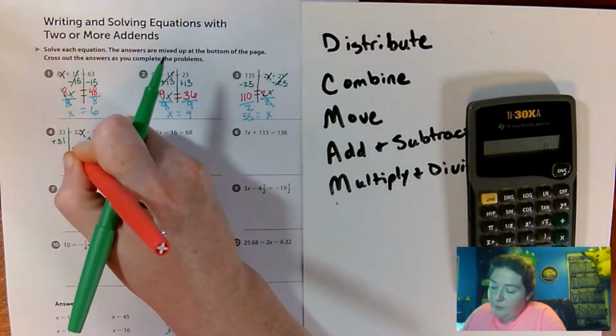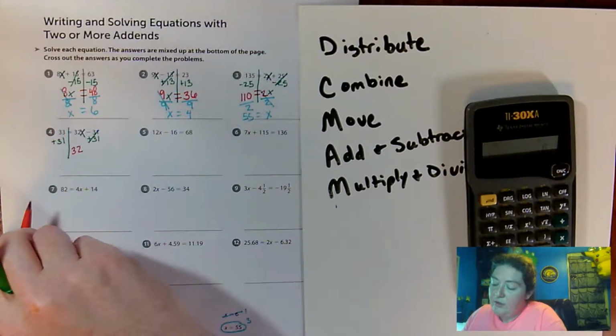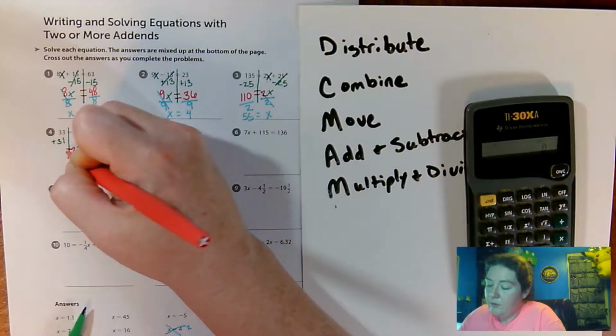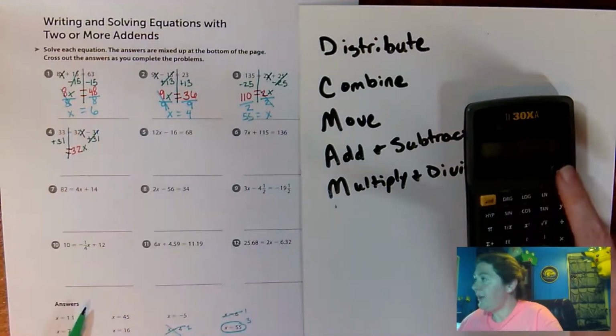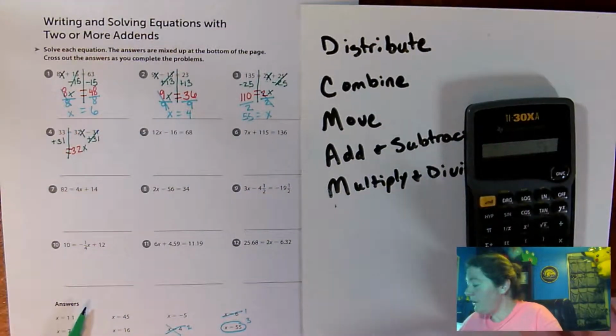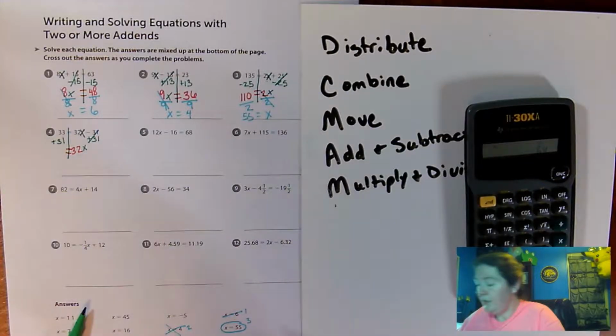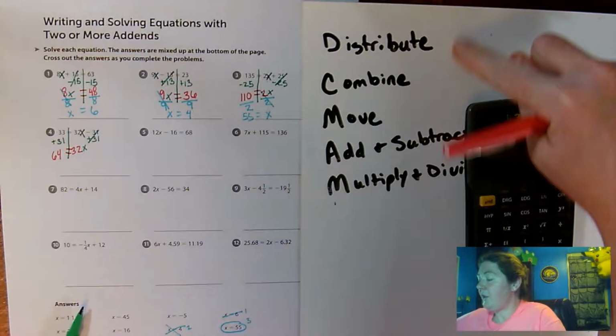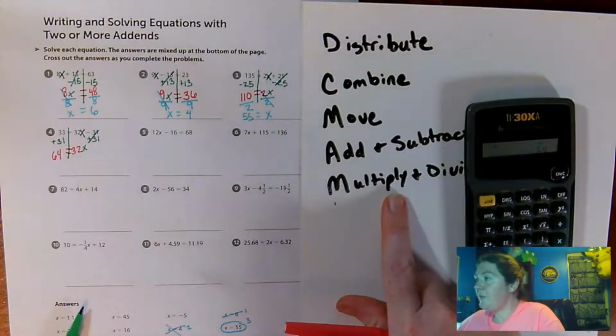I bring down 32x equals, and in my calculator, I say 33 plus 31. That gives me 64. I've done all of these steps. I'm right here at multiply and divide.